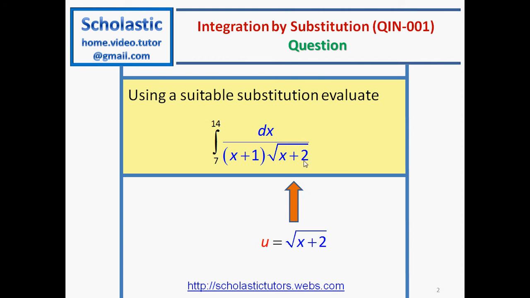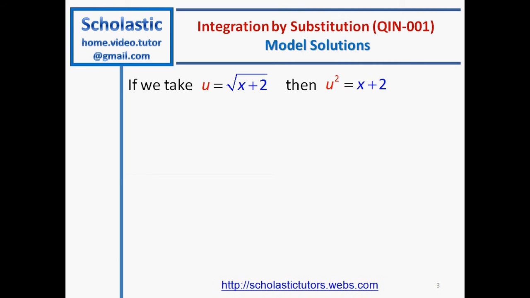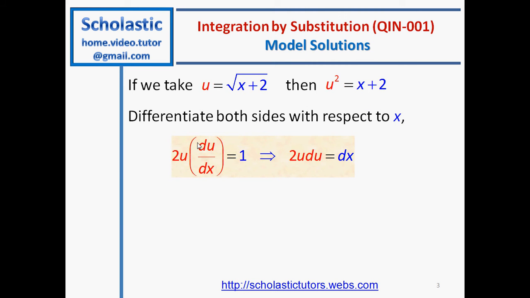Here, we can substitute root of x plus 2 with a substitution u. So therefore u squared equals x plus 2. Differentiate with respect to x, we get 2u du over dx equals 1, since x becomes 1 and 2 becomes 0. So therefore 2u du equals dx.